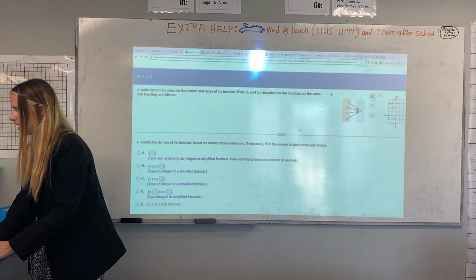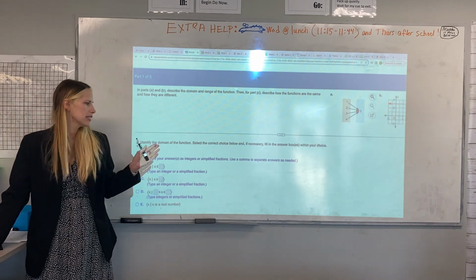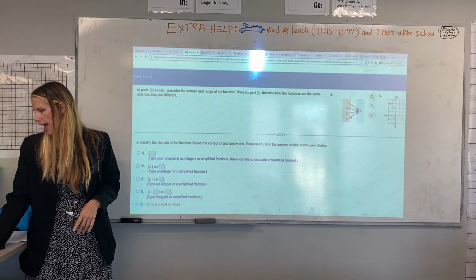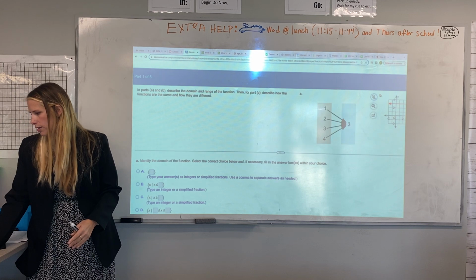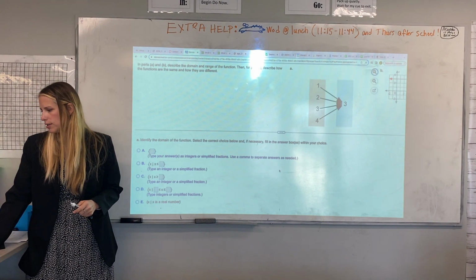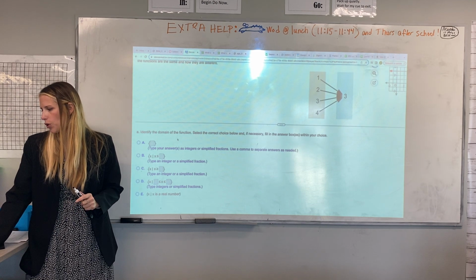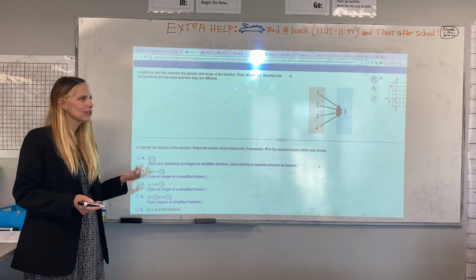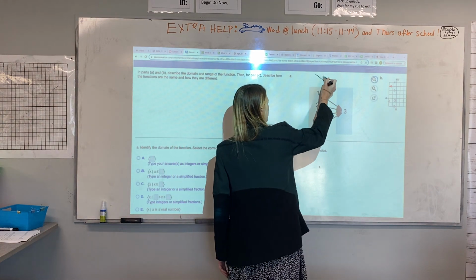Let's see. It says identify the domain of the function. So this little a here is referencing that we are looking at graph A. These are totally different graphs. Okay. So here's our graph that we're looking for, or a little table. Identify the domain of the function. Now, it doesn't tell you here, but there's kind of an invisible x and y table here.